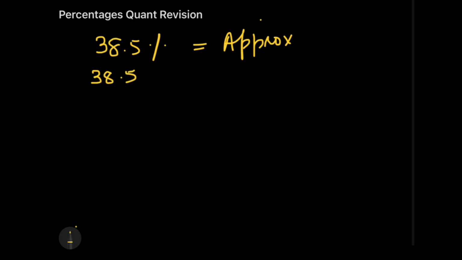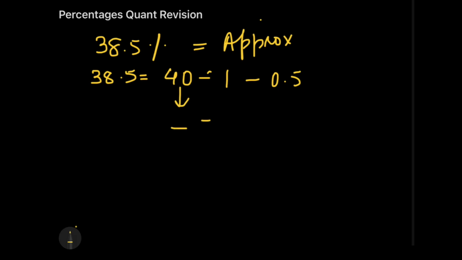So 38.5 can be broken down in any way you feel like, whatever is easier for you. If you think 38 and 0.5 is easy, you go for that. Otherwise, what I feel is it will be easier if I go by 40 minus 1 minus 0.5. Okay, so 40% of any number is easier to calculate.